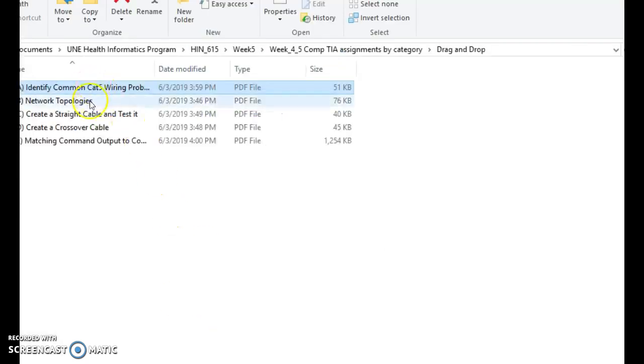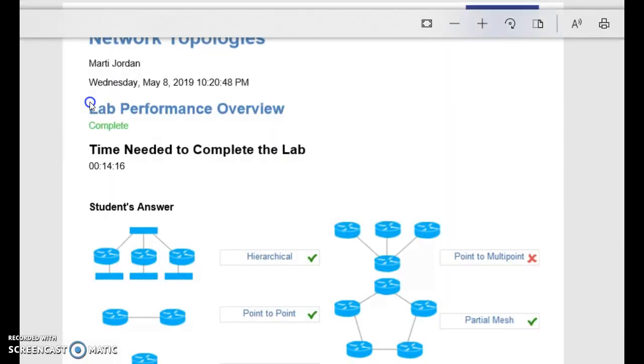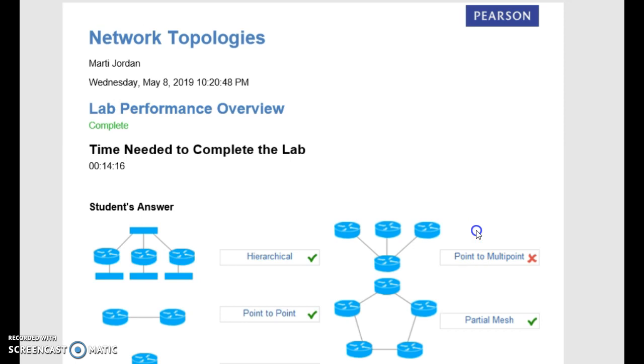The next one was network topologies. I decided I wasn't going to complete it twice. I think this one was in our textbook, but I got some of them wrong, and I just didn't feel like doing it over. But I did complete the lab, though I missed some.